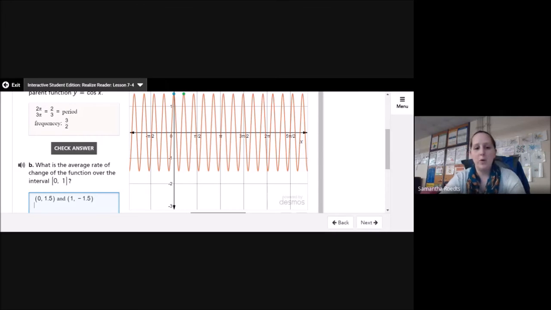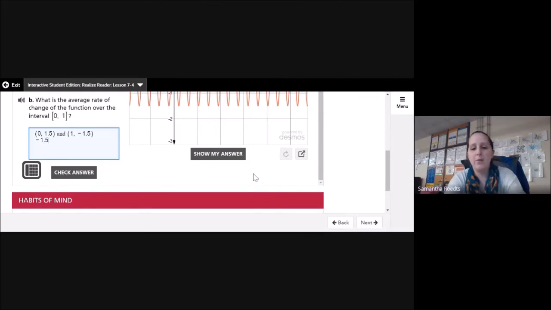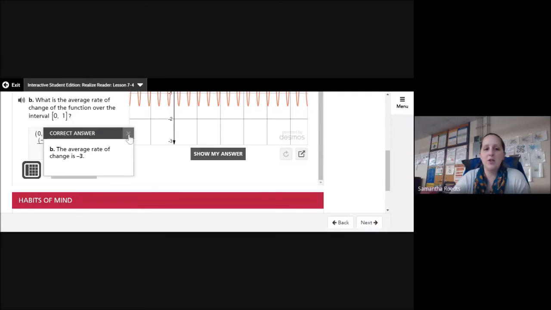In order to find the rate of change, I'm going to take negative 1.5 minus 1.5, put that in parentheses, and divide that by the change of my x values, which is 1 minus 0. So this gives me negative 3 over 1, which is just negative 3. My average rate of change is negative 3.